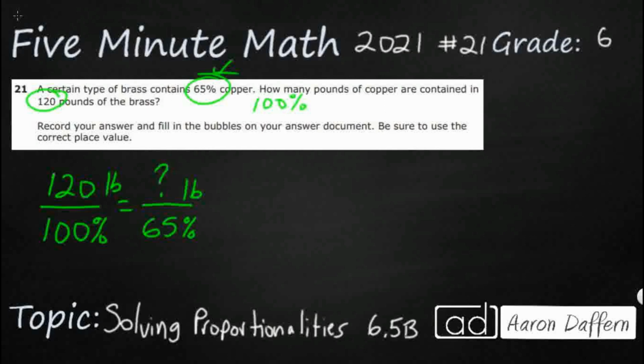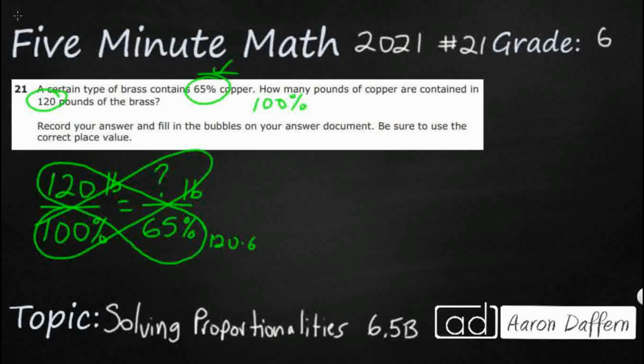So when we're setting up proportionalities, you have to make sure you have like terms in the numerators and the denominators. So I've got pounds in my numerators, I've got percents in my denominators. So I can set this up, and now I can use cross multiplication. So 100 times my unknown number of pounds of copper is going to be equal to 120 times 65, and I'll just call it x.